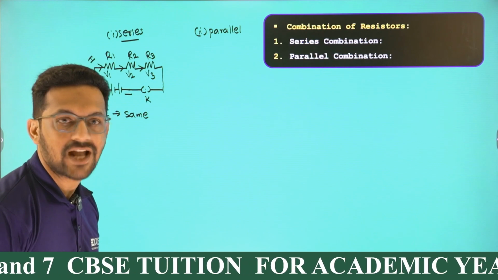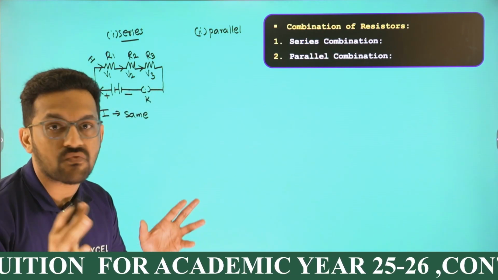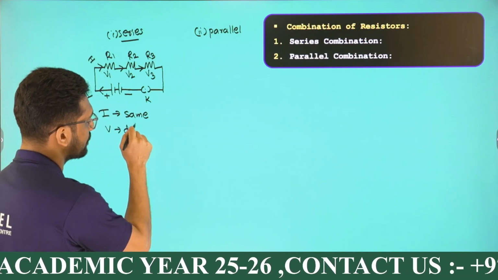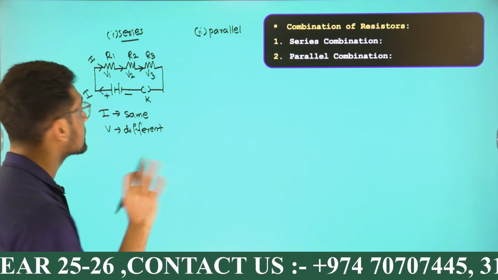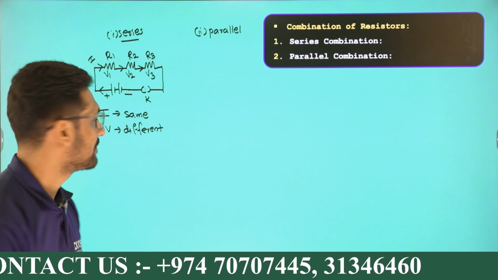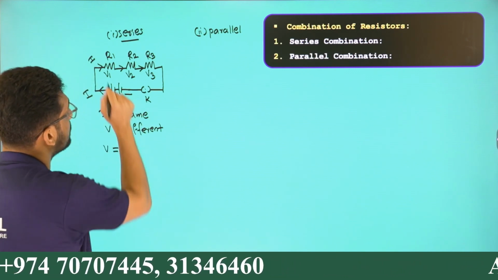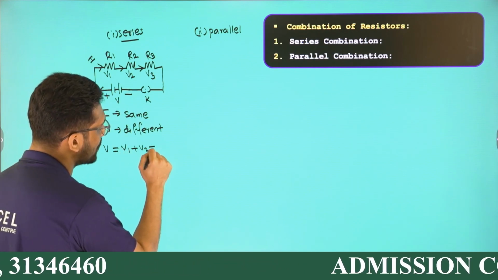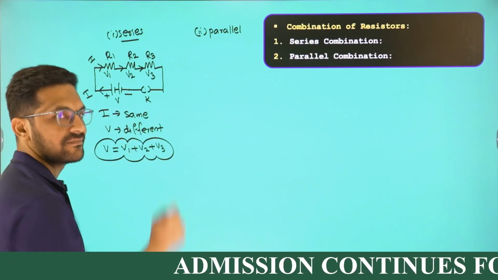What is the meaning of that? Each resistor is having a different value of voltage across it. So voltage is different. Okay? Now, this is the applied voltage. So applied voltage will be the sum of these voltages. You can write V1 plus V2 plus V3. That will be the applied voltage.